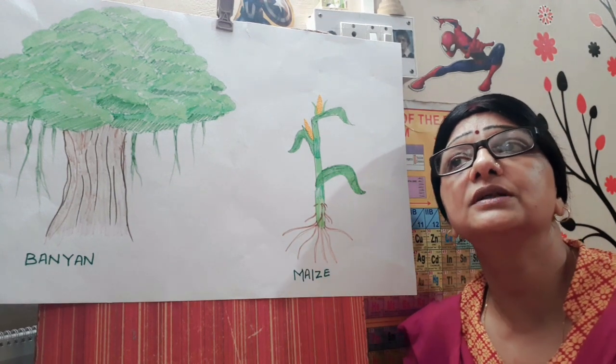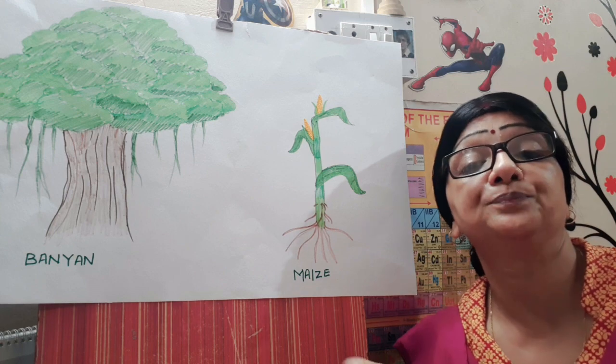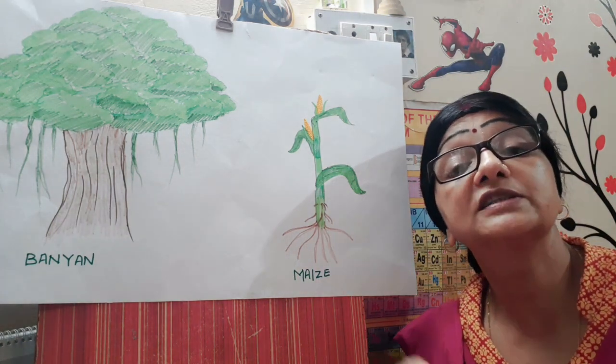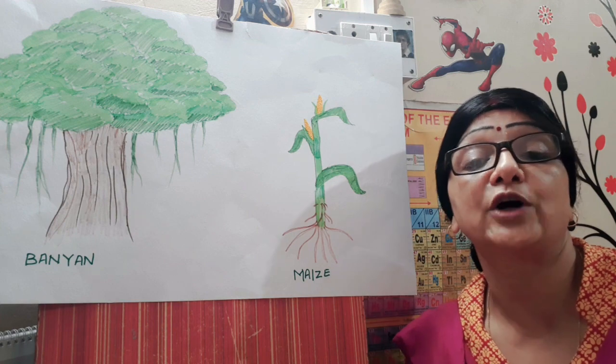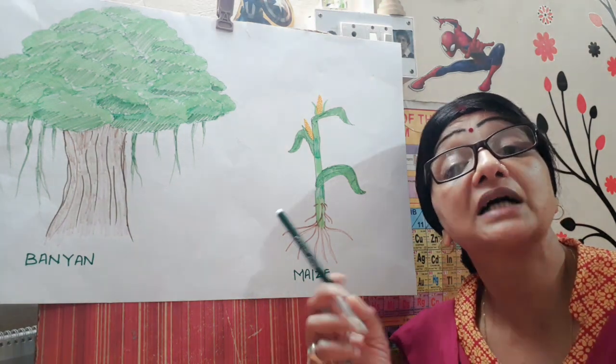And one more thing is there, children, that mangrove is a plant which has roots coming out from the soil. What happens actually, mangrove is a plant of marshy land.